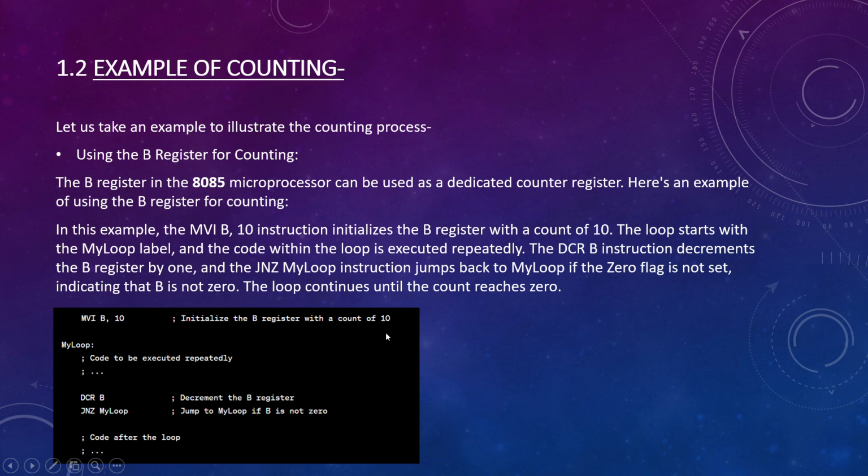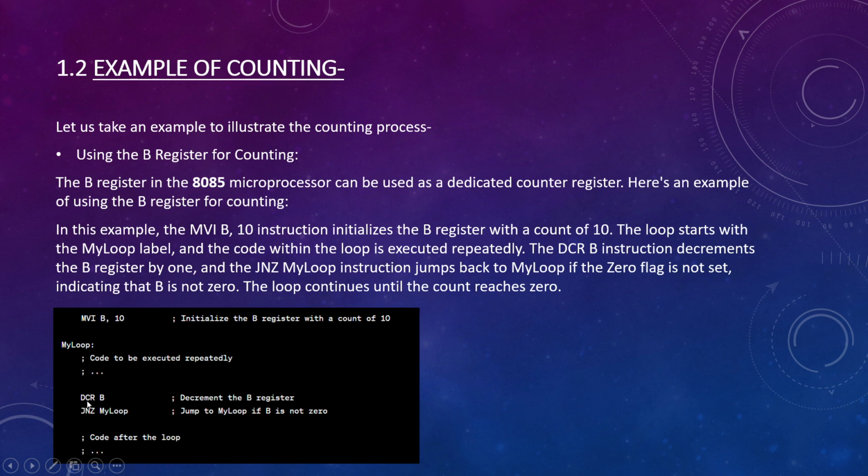Initially, the B register holds a count value of 10 and the loop starts with the myLoop label. This label indicates that the loop has started, and the code within the loop is executed repeatedly until our specific goal is achieved. The DCR B instruction decrements the B register by 1, and the JNZ myLoop instruction jumps back to myLoop if the zero flag is not set.